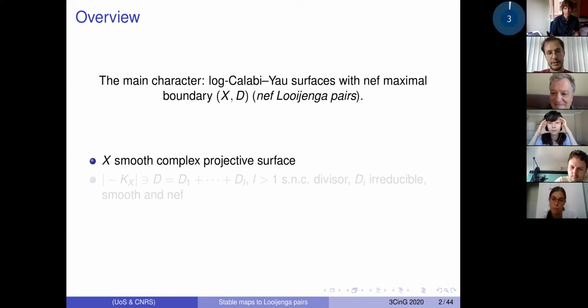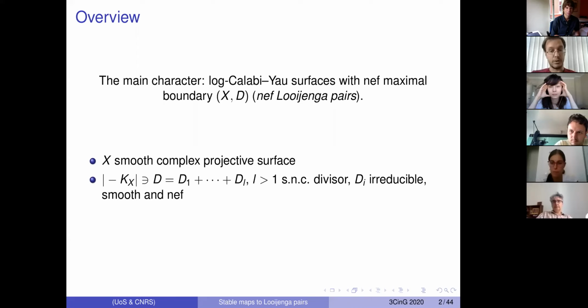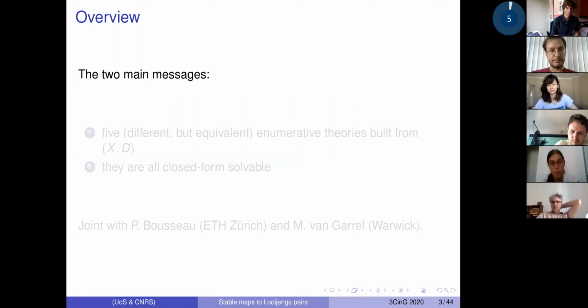So here, X is a smooth complex projective surface, and D is an effective reduced divisor, which throughout the talk will always be anticanonical, simple normal crossing, with irreducible components that are required to be smooth and nef. So that's the character.